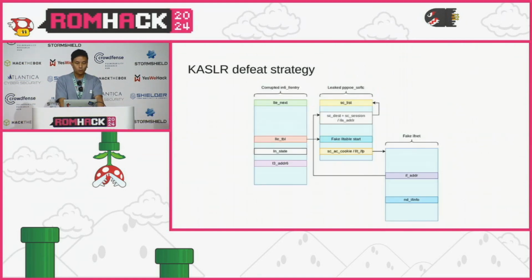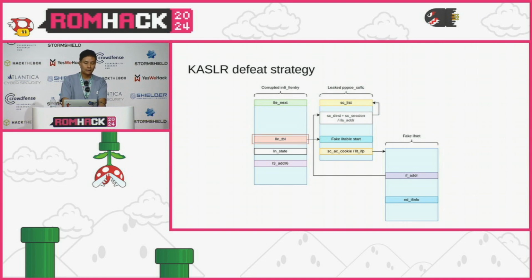So let's take a look at the KSLR defeat visually. We have three components here. On the left-hand side, we have the corrupted LL entry object. In the middle, we have the PPPoE softc instance for which we know the address. And on the right side, we have the fake object. Here we planted a fake IFNet object.